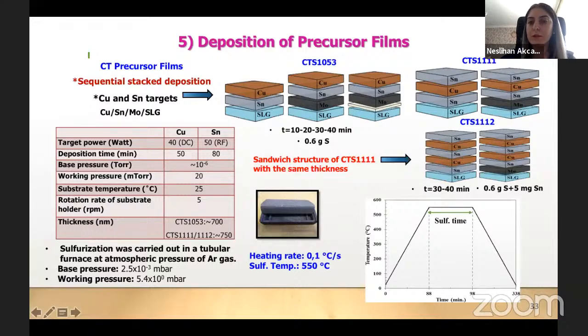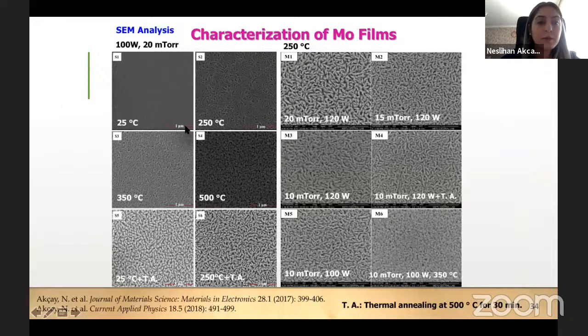So let's look at the results. Here you see the SEM image of the moly films. In the first part, you see we change the temperature, and depending on the temperature, the shape of the grains changes, and also the voids in the grains, the grain boundaries, and the roughness are very sensitive to the substrate temperature in this method. And these strongly affect the sodium diffusion mechanism in moly films.